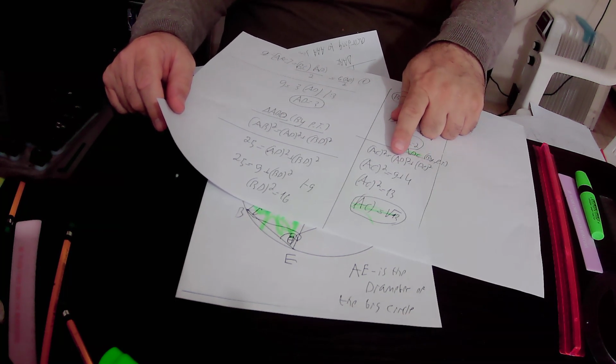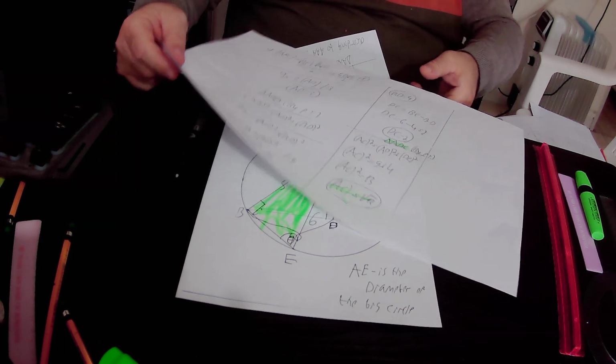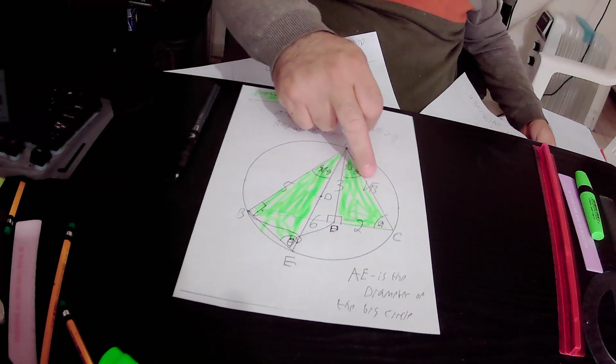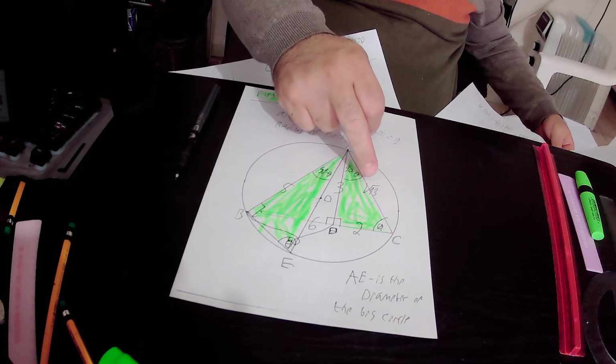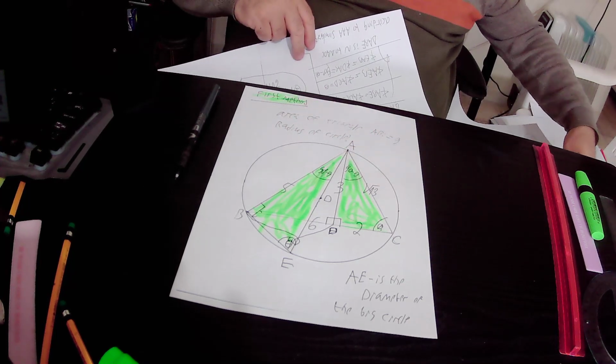So in conclusion, we found out that AC squared equals 9 plus 4. 9 plus 4 is 13. So AC squared equals 13. We took the square root of this equation and found out that AC equals the square root of 13 units. Okay?